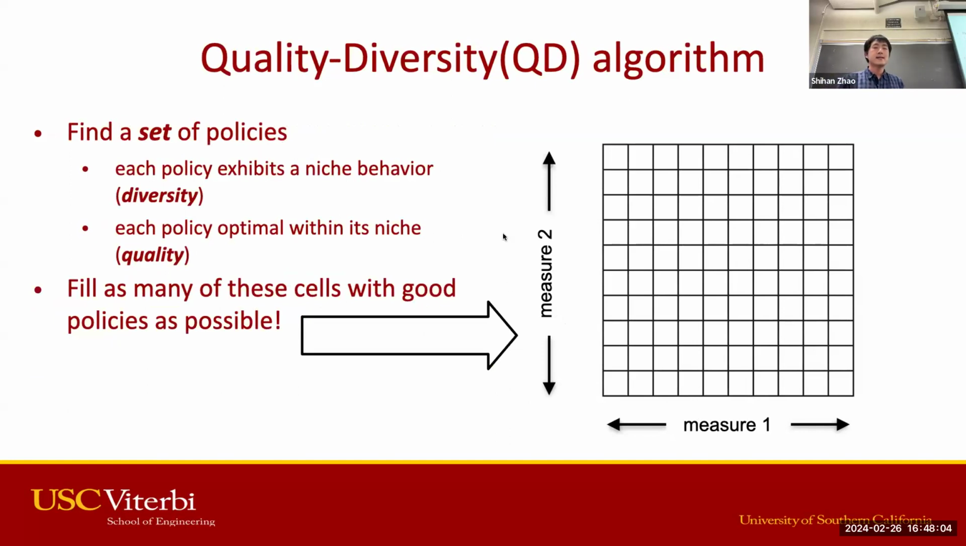Okay, so I guess that kind of justifies the diversity aspect of quality diversity. Overall, the quality diversity algorithm attempts to find a diverse set of solutions, each of which behaves in a slightly different way, but is also locally optimal within its niche. At a high level, we can consider quality diversity as a problem of trying to fill as many of these cells as possible with good solutions, of course.